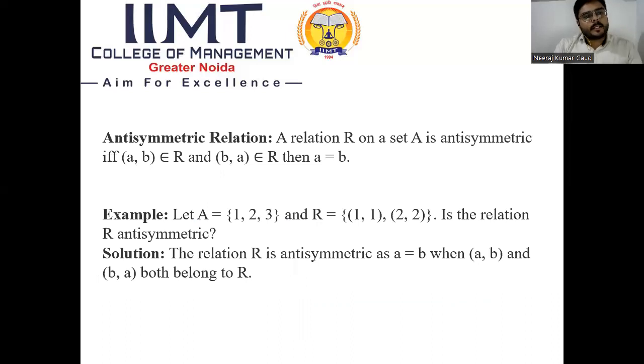Now antisymmetric relation. A relation R on a set A is antisymmetric if and only if (a, b) belongs to R and (b, a) belongs to R, then a equals b. For example, let A consist of 1, 2, 3 and we're defining relation R = {(1,1), (2,2)}. So we are going to show this relation is antisymmetric. This relation is antisymmetric because a is equal to b when (a, b) and (b, a) both belong to R.